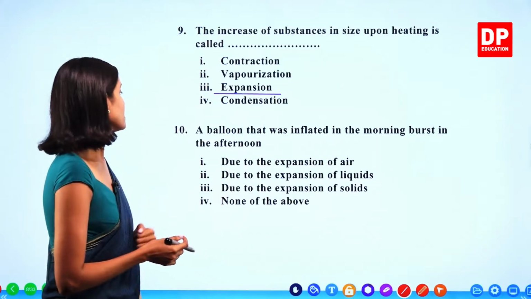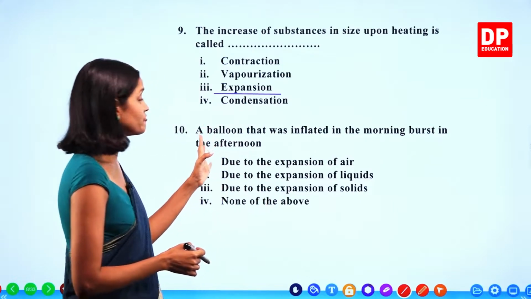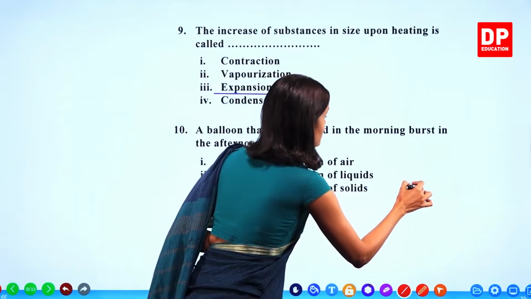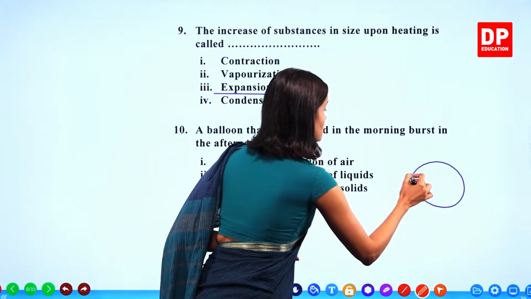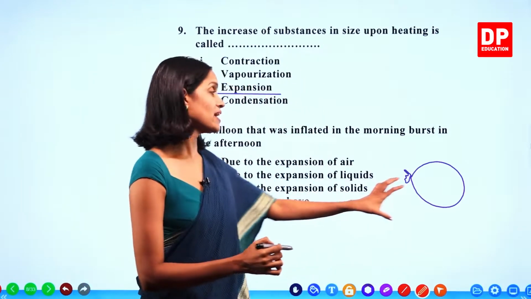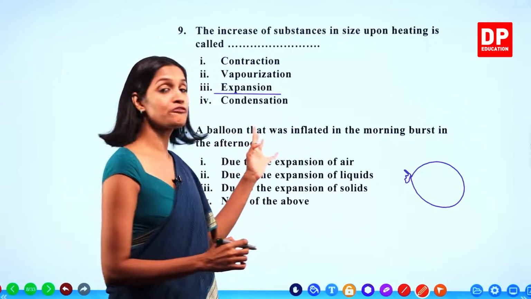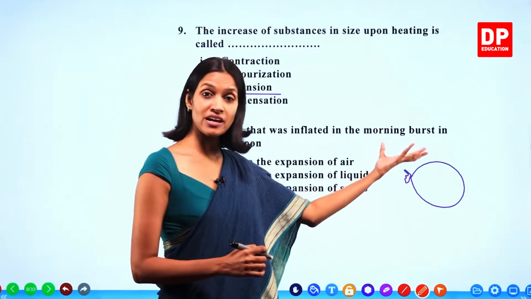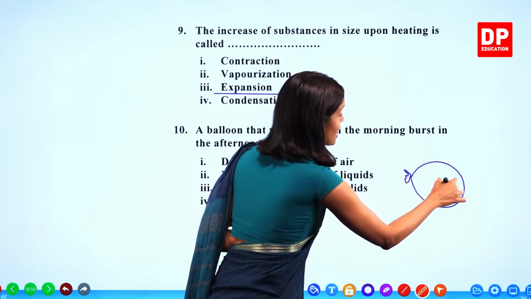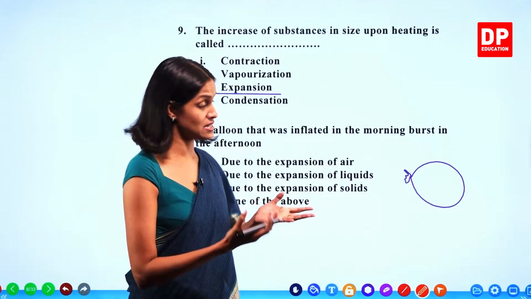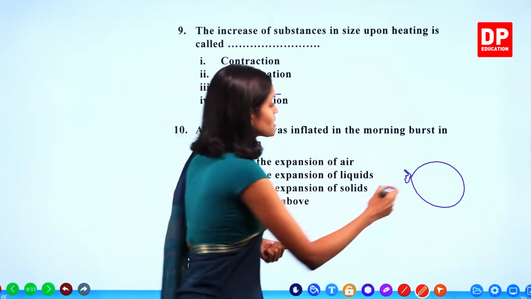Right. Number 10. A balloon that was inflated in the morning burst in the afternoon. Why does this happen? You must have experienced this. Right? A balloon. So when we inflate a balloon, there's a certain amount of air present inside the balloon. Right? So in the afternoon, especially if we leave this balloon outside, exposed to sunlight, what happens? This balloon gets heated up. Therefore, air particles inside the balloon also get heated up, and what happens to the air? The volume increases or expansion takes place.